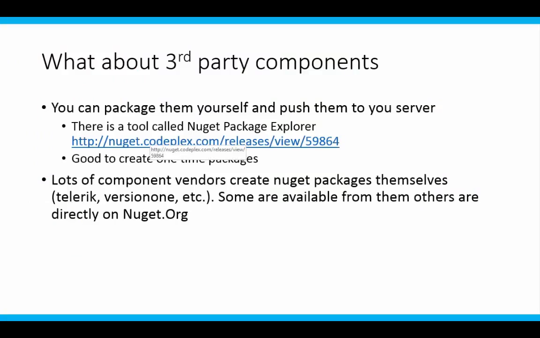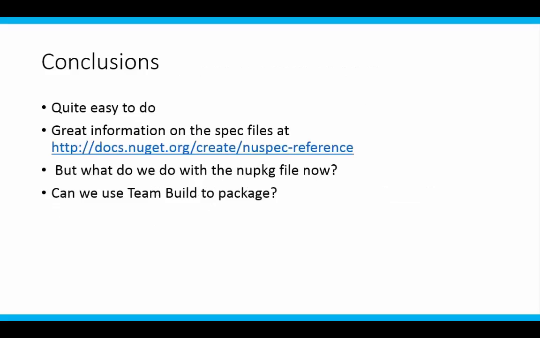Well, I just demoed the Nuget package explorer, which is available at this URL, and it's good to create one-time packages. So if you have old components that you maybe don't have the source anymore, or it's a one-off that you got from the internet somewhere, but you'd like to do a NuGet package for it, you can use the NuGet Package Explorer to actually do that. A lot of component vendors actually create NuGet packages themselves. So Telerik version 1 all have a NuGet package available from either their own site or some of them on nuget.org directly. So as you can see, it's quite easy to create your own packages.